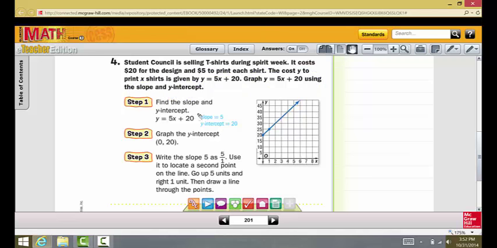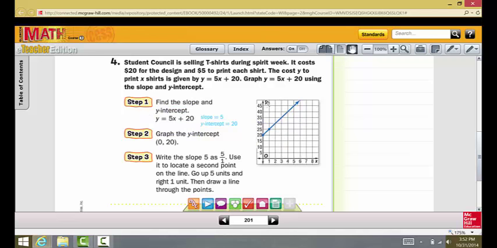Recognize that we can just look at our equation, and our slope is going to be 5, and our Y-intercept is 20. So we need to graph the Y-intercept first, and that's going to be right here at 20. And then we have a slope of 5. So what they're showing here in the sample problem is moving up 5 because of our scale here of 5.